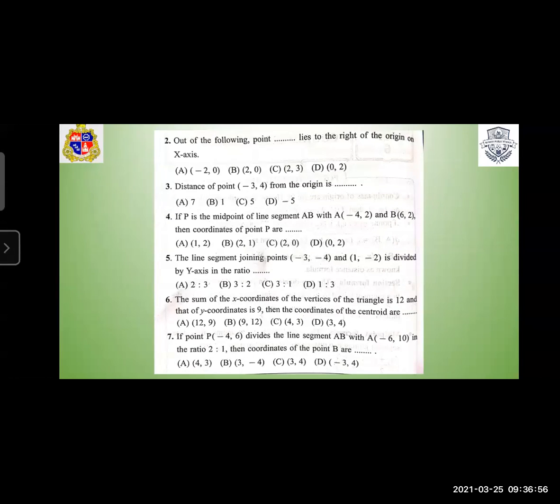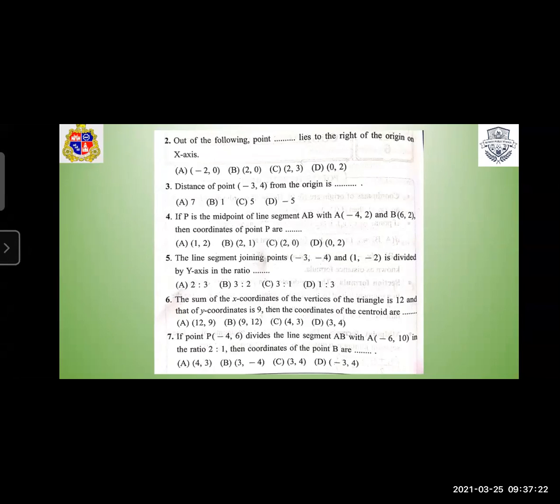Next, out of the following points, which lies to the right of the origin on the x-axis? So on the right side of the origin, which point lies? That is 2, 0. Minus 2, 0 is on the second quadrant and 2, 0 is on the right side. That is the correct option.